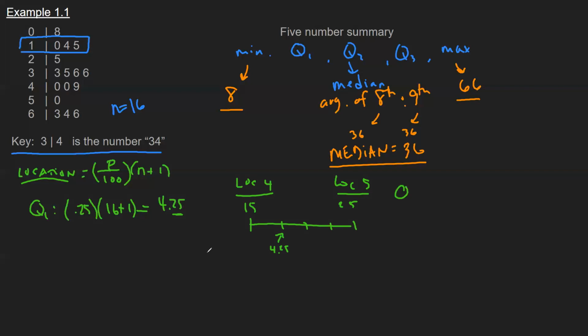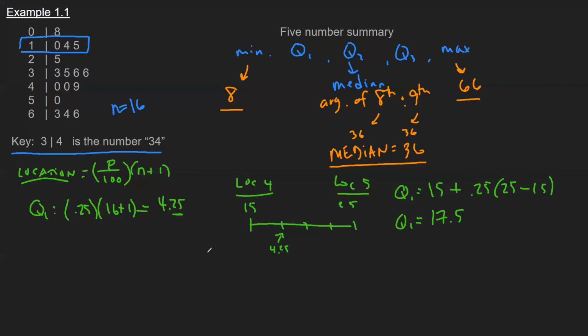So here's my Q1. It's going to be a little bit bigger than that. Well, how much bigger? 25% of the way towards the next number, and the next number is 25. So what I want to find is the length between 15 and 25. If I want to find the length or the distance, I subtract the two numbers. So I start with 15 and I'm going a quarter of the length, so 0.25 times the length. And that allows me to find my first quartile here as 17.5.